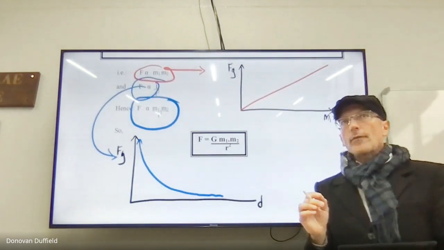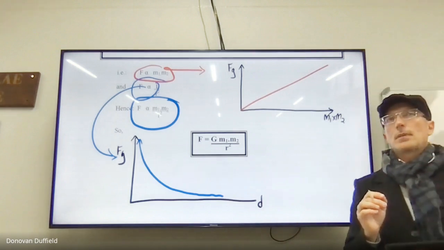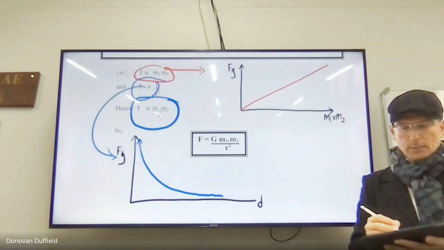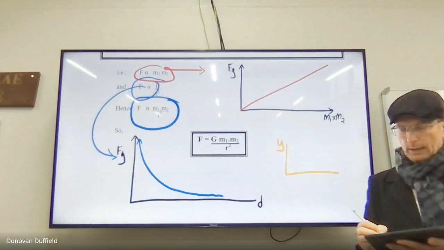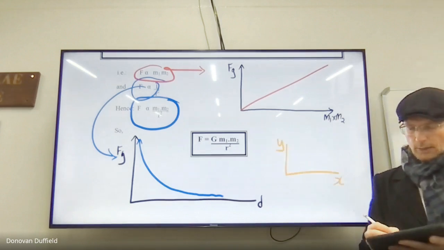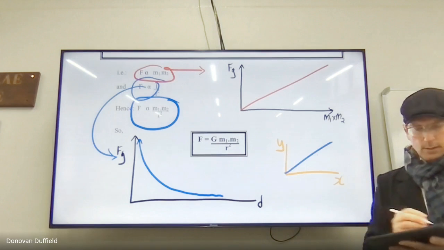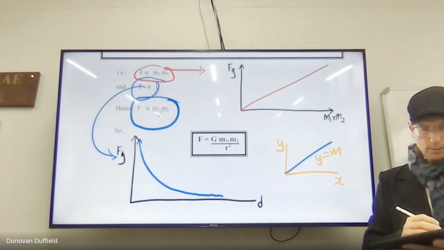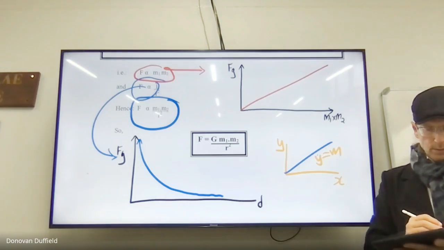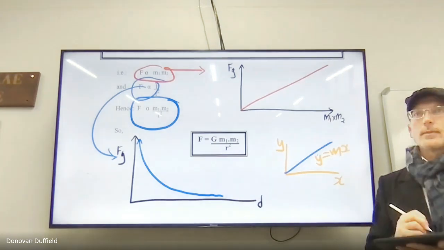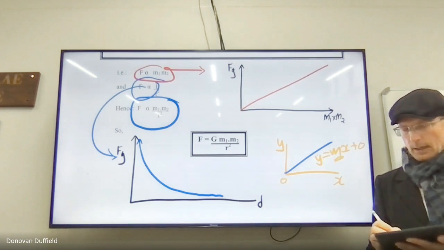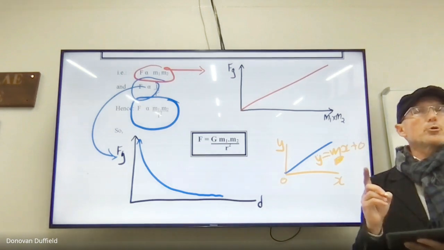And if you have a proportionality in mathematics, just take a look at this. If I've got y and x, and I have a proportionality, isn't this a graph y equals mx? Plus c, and c will be naught. But that m is a constant of proportionality.